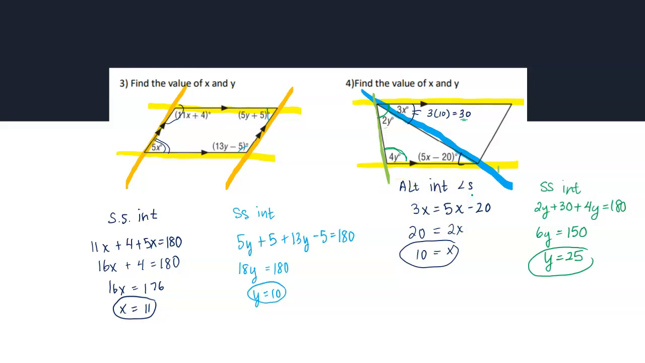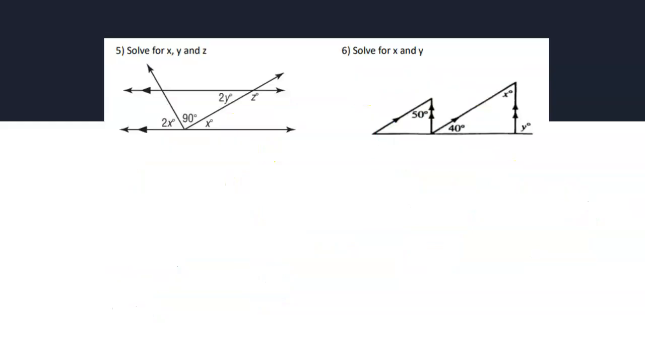And then I used the other transversal, and I said, well, I have some same side interior angles there. I have the 2y and the 30, so 2y plus 30, and the 4y, and those ones add up to 180 degrees. So y is equal to 25. All right, try these two, and then I'll show you my solutions after you've given them a try.